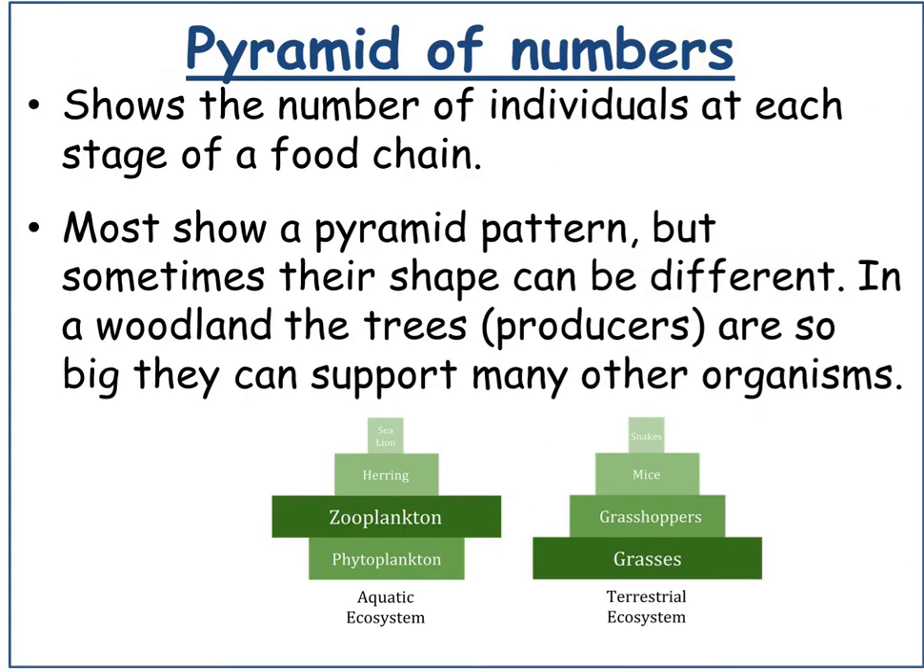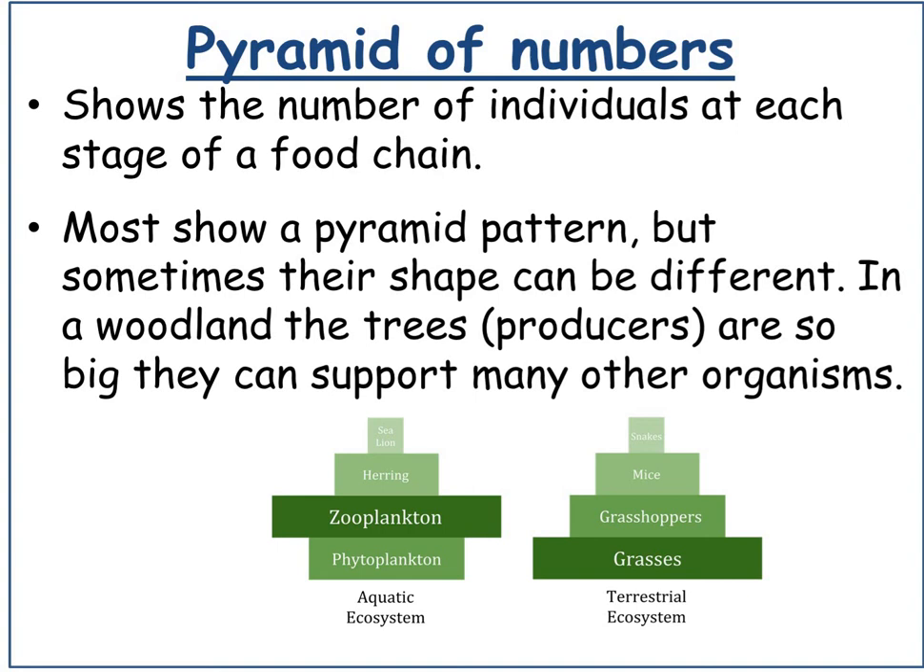Pyramid of numbers. A pyramid of numbers shows the number of individuals at each stage of a food chain. Most show a pyramid pattern, but sometimes their shape can be different and can become skewed. So in a normal habitat, you'll have many blades of grass, which will feed a bit fewer grasshoppers, which will feed fewer mice, which will feed fewer snakes.